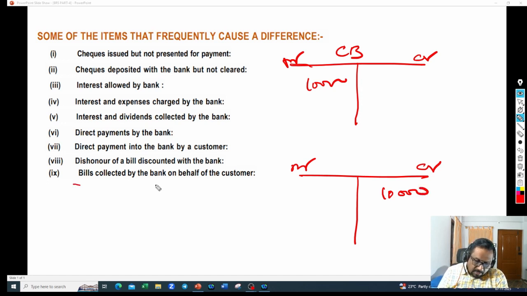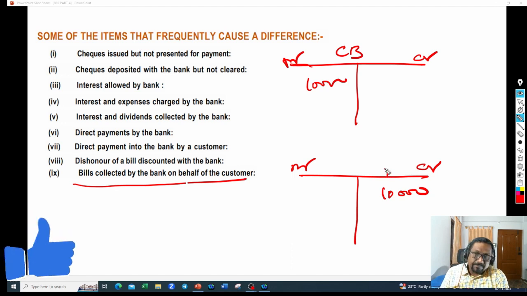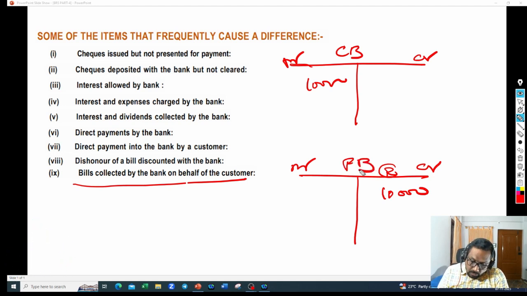Bills collected by the bank on behalf of the customer. We are the customers of the bank. The banker went and collected some amount on behalf of our business. That means that amount is a receipt for us. Since the banker collected that amount, he will record it on the receipt side of the passbook. Let us say he collected 500 rupees. He recorded that on the credit side of the passbook.